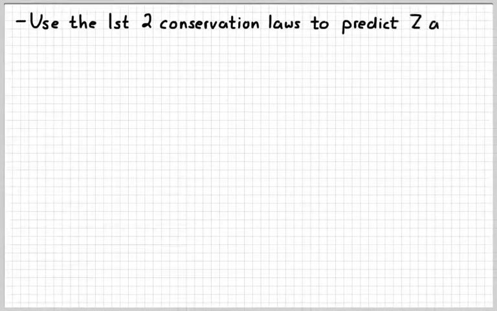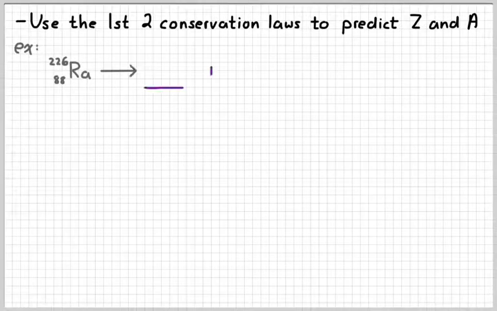So let's look at a couple of examples of how we can use those first two laws to predict the products by predicting the atomic number and the mass number. So for example, radon-226 will undergo alpha decay. And so we might write something like that. What we need to be able to do is predict the product that's formed. And so if we look at the numbers on the bottom, that will be the atomic number, that number's got to stay constant on both sides of the arrow.